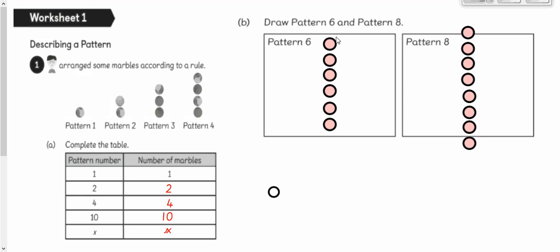Draw pattern 6, I just drew 1, 2, 3, 4, 5, 6 marbles. Pattern number 8, 1, 2, 3, 4, 5, 6, 7, 8 marbles. Nothing too distressing, hopefully we did okay with that.